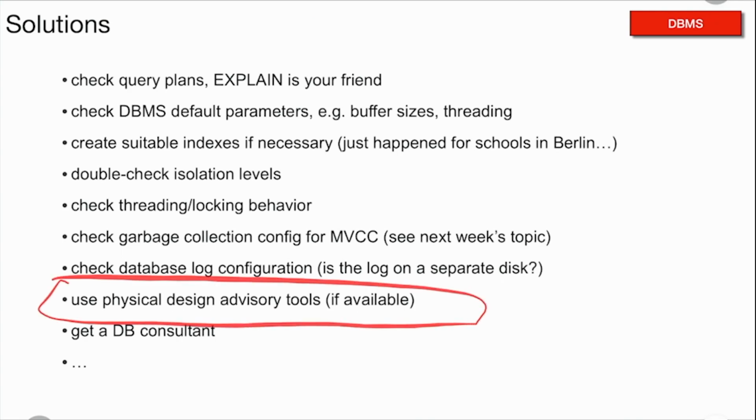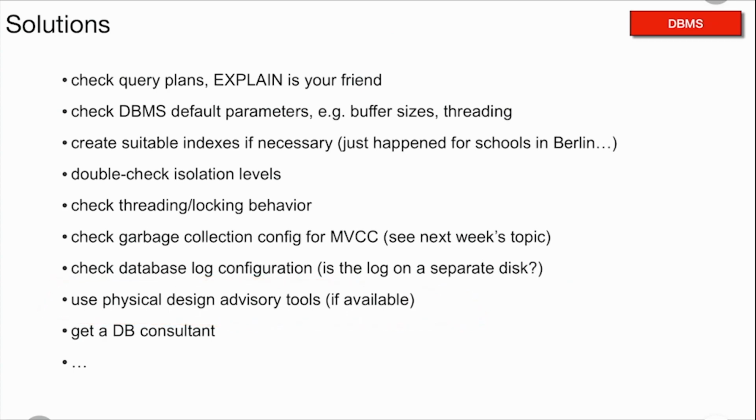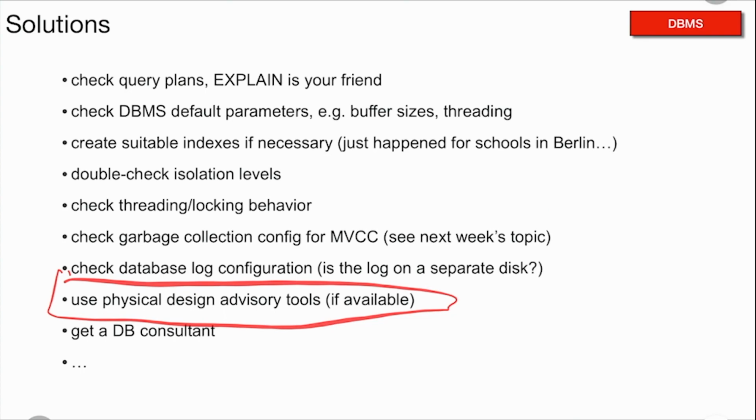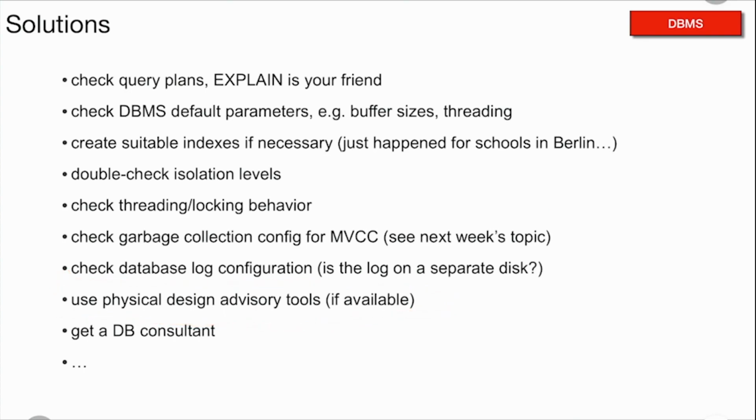So physical design advisory is a tool allowing you to optimize the physical design. There's a physical configuration of a database system. So some expensive database systems come with that. For instance, Microsoft SQL Server, I think Oracle as well. That's a tool that inspects your workload and inspects your database schema and the data contained in it, and then proposes certain indexes, proposes certain partitionings, proposes even a hardware configuration to match your service level agreements. That's a very important and very helpful tool. And if in doubt, get a database consultant.